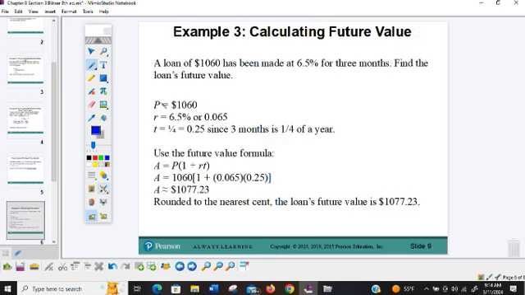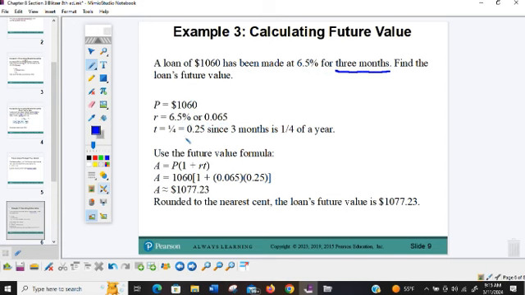So let's look at some. A loan of $1,060 has been made at 6.5% for 3 months. Now this is going to be interesting. We haven't had one like this. Find the loan's future value. So what we're putting in now is 1,060. The rate is 6.5. When we move the decimal twice, that's 0.065.